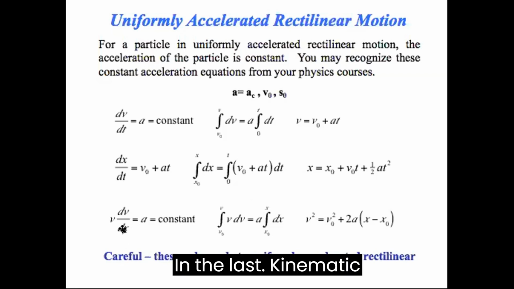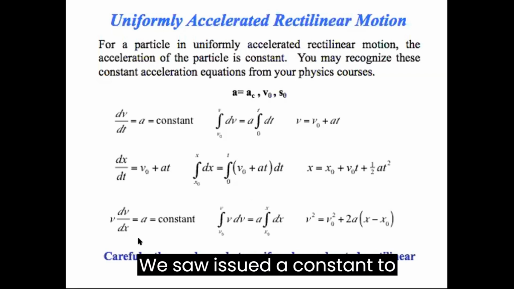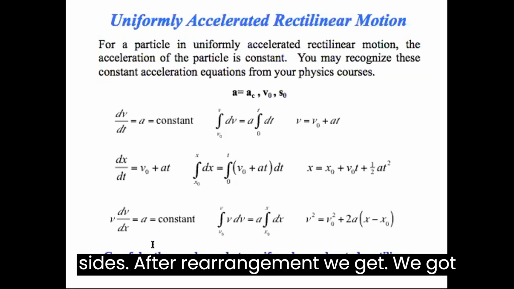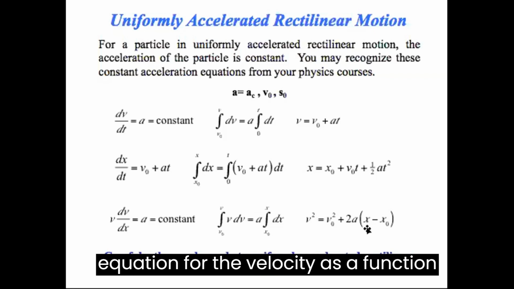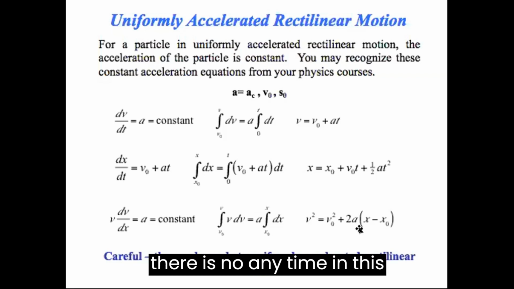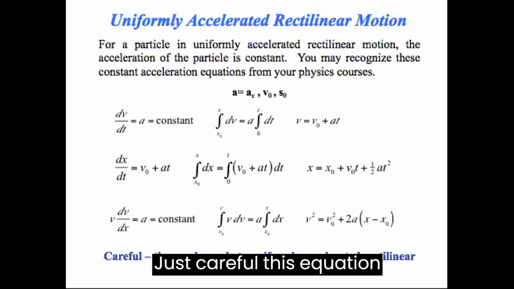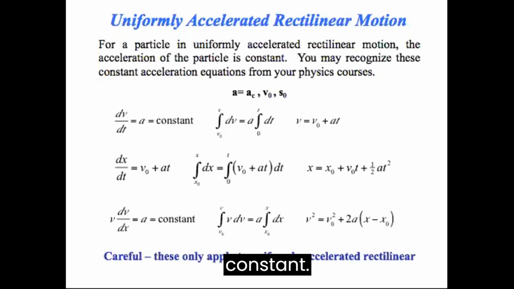In the last kinematic equation, a ds equals v dv. We substitute the constant a and we integrate both sides. After rearrangement, we get this equation for the velocity as a function of position. And as you can see, there is no time in this formula. Just be careful: this equation is used when the acceleration is constant.